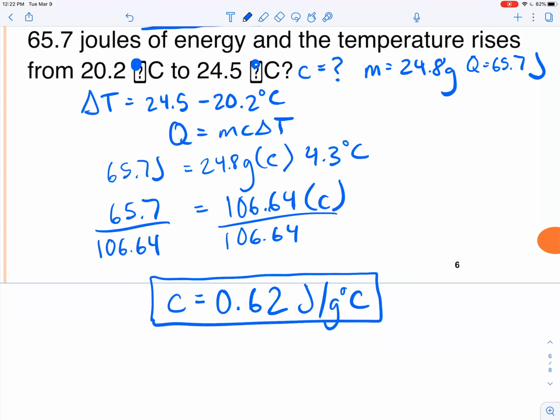So this is a really small number, so I would suspect it's probably a metal.